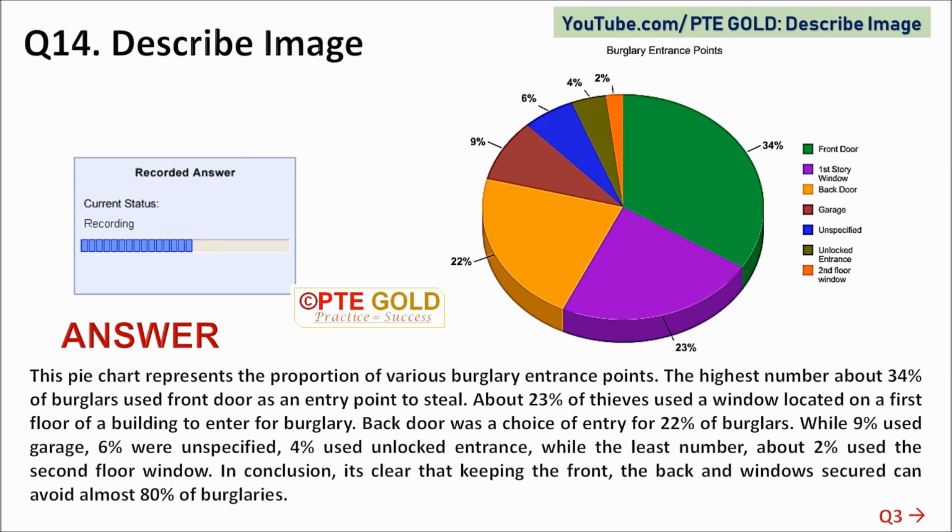While 9% used the garage, 6% were unspecified, 4% used an unlocked entrance, while the least number, about 2%, used the second floor window. In conclusion, it's clear that keeping the front, the back and windows secured can avoid almost 80% of burglaries.